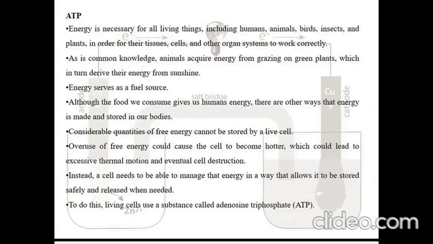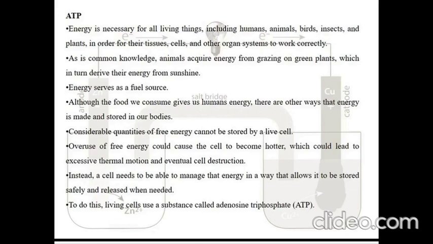As is common knowledge, animals acquire energy from grazing on green plants, which in turn derive their energy from sunshine. Energy serves as a fuel source. Although the food we consume gives us human energy, there are other ways that energy is made and stored in our bodies. Considerable quantities of free energy cannot be stored by a live cell. Overuse of free energy could cause the cell to become hotter, which could lead to excessive thermal motion and eventually cell destruction. Instead, a cell needs to manage that energy in a way that allows it to be stored safely and released when needed.